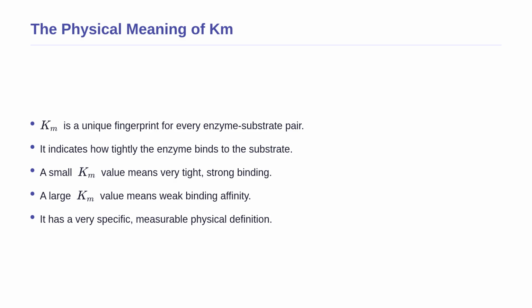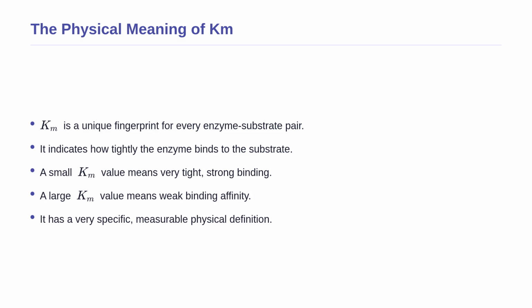So we have proven that the Michaelis-Menten equation holds true, and we introduced this term Km. This brings us to an important question. What exactly is the physical meaning of the Michaelis constant? Beyond just being a collection of rate constants, Km is a unique fingerprint for every single enzyme-substrate pair. It tells us about affinity, which is how tightly the enzyme grabs onto its target.